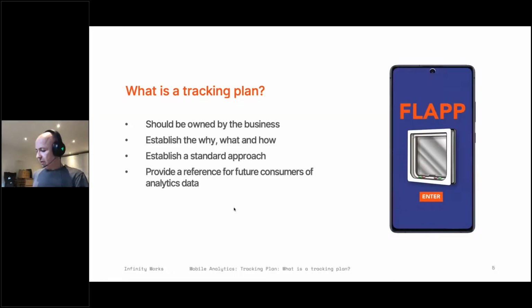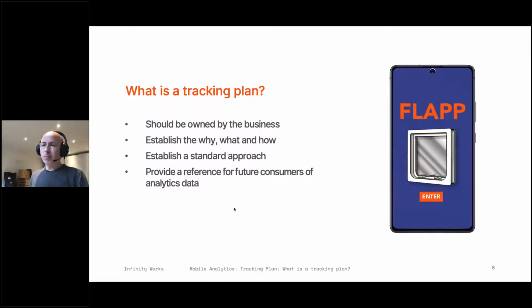So within circles of people who really understand the analytics ecosystem, the first bit of advice you're always going to get is that the business needs to write a tracking plan. So what is a tracking plan? A tracking plan is basically a document or a wiki page or a spreadsheet, which is a record of what you're trying to track, why you're trying to track it, and how you're going to track it.